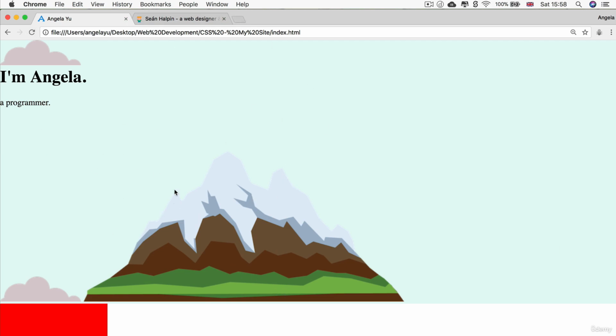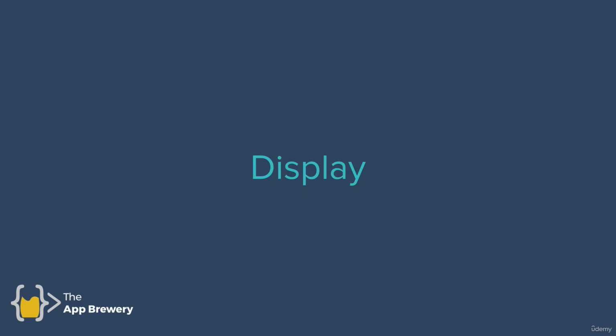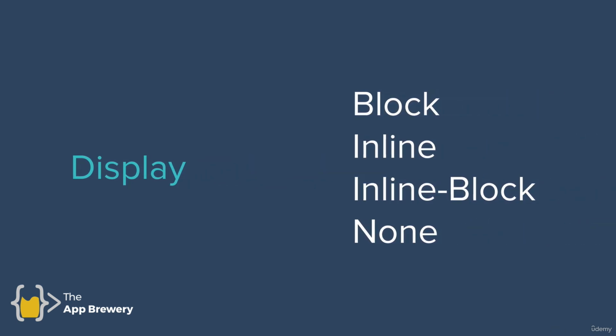Now, it looks a little bit weird, right? Why is it that this cloud is taking up its own line and it's not next to either this heading or this paragraph tag, but this cloud is on the same line and next to this mountain image? What is going on here? Well, to understand this, we have to look at the CSS display property.